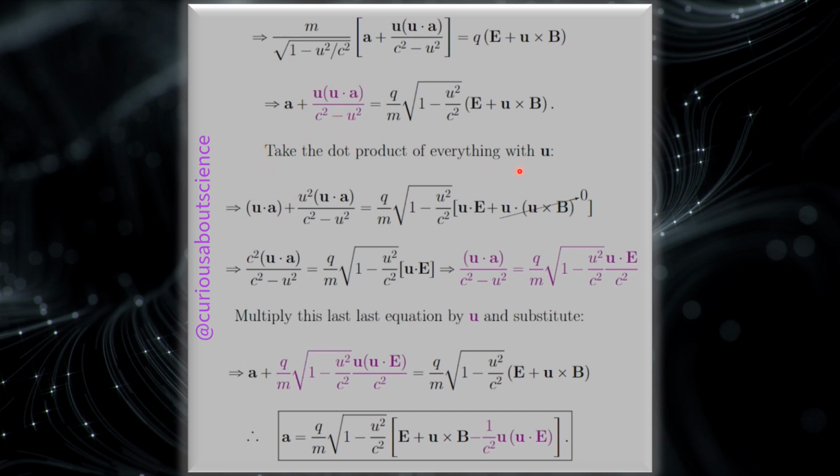Well, take the dot product of everything with u. That way we can get a combination here. When we do that, we get u·a, and that u goes to u squared, and we have u·a left alone, so we still have c² − u². All this is fine. Here we have u·E, which is okay, but since u × B is a vector perpendicular to both u and B, its dot product with u gives us 0. The orthogonality of the cross product with the dot product yields 0. So it's actually kind of nice.